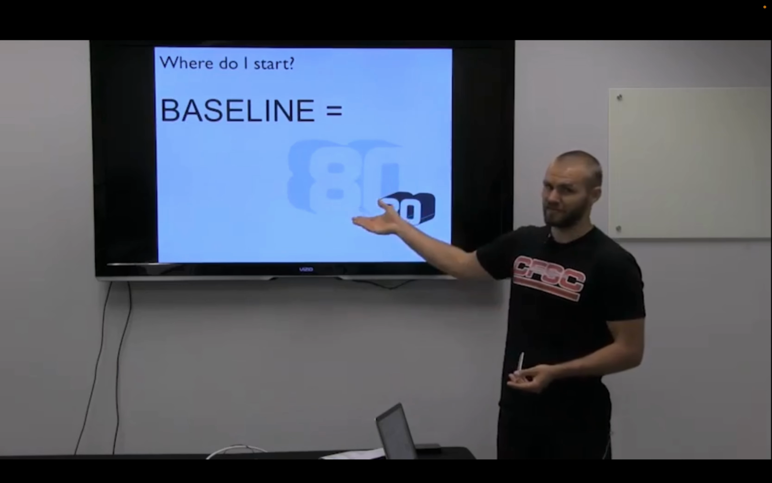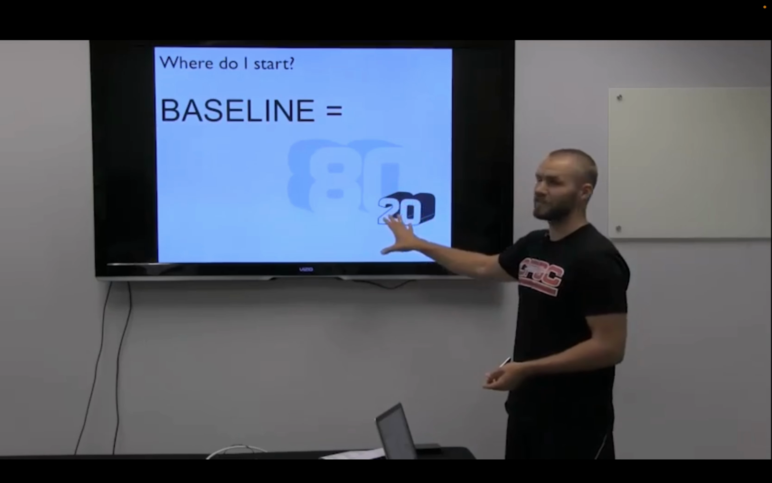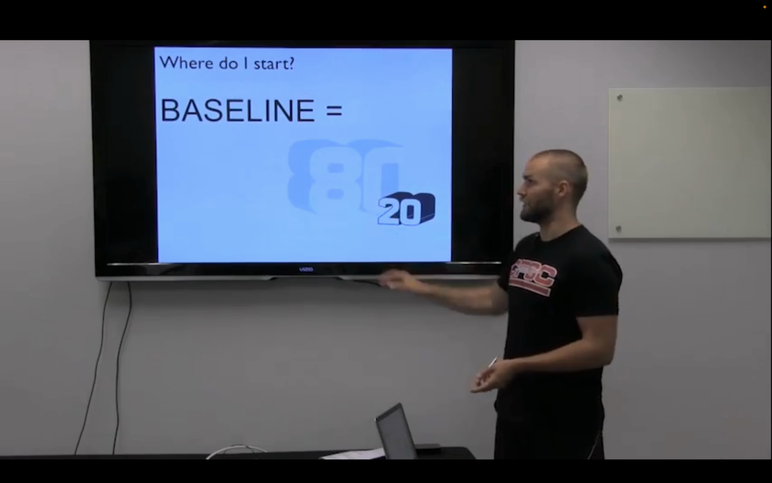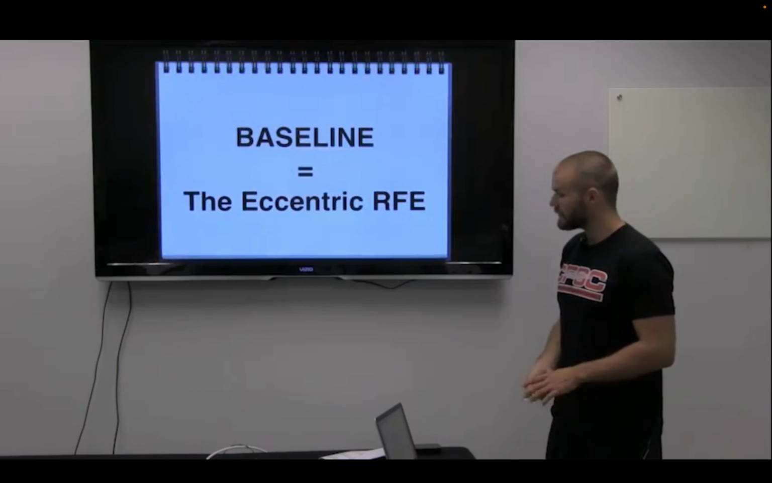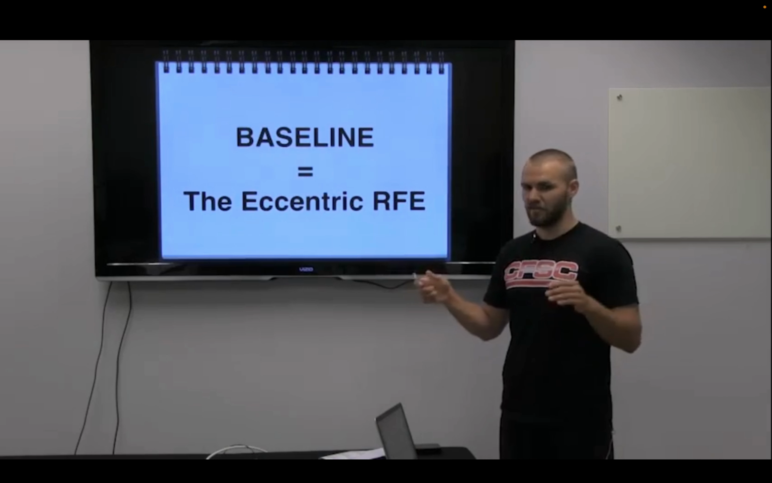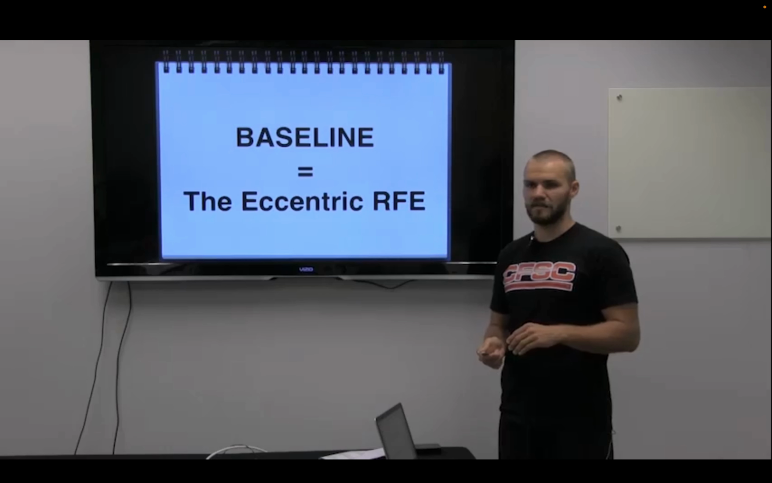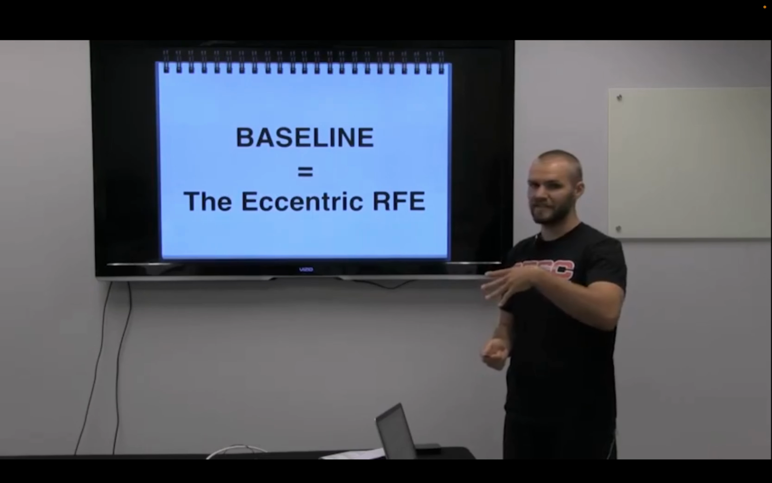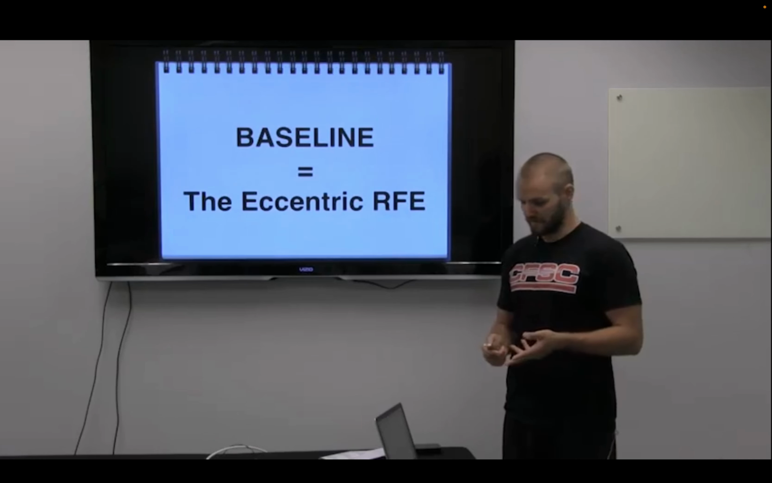If we did, we wouldn't have to start with baseline. We could just have regressions and progressions. But for the purpose of this sheet and for making it easier for everyone to train, we have a baseline. And baseline for our RFE is the eccentric RFE. So everyone who comes in that's going to be working out is going to start with an eccentric RFE, and if it's too hard, we make it easier, and if it's fairly easy, we add weight to it or we increase the intensity.